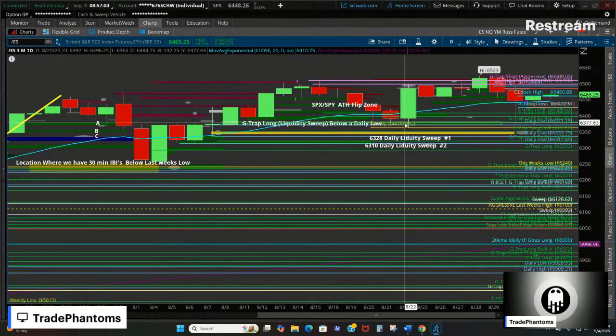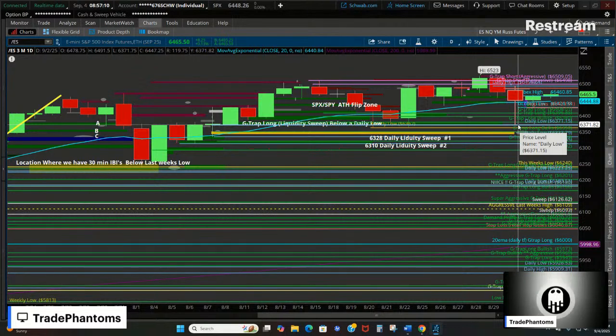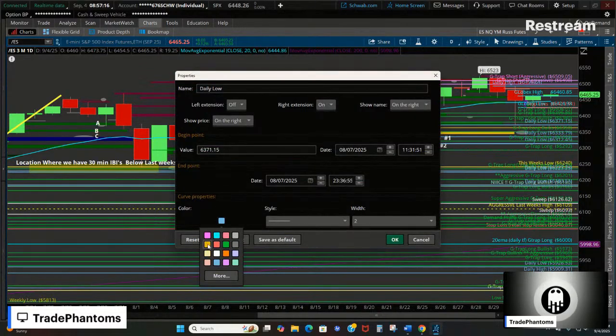We dropped into a level of demand, great. Didn't make a new low or anything like that, okay? And that's so far the watermark low for this week. Are we going to take that out? Not sure. I do have a note right there on that daily low. Matter of fact, I'm going to make this yellow so it pops out a little bit there.